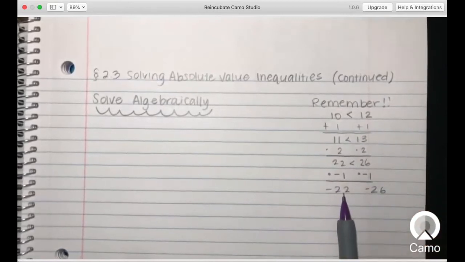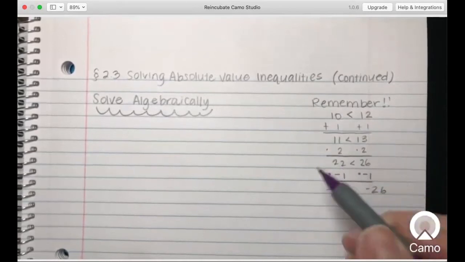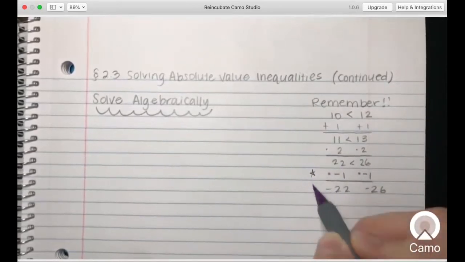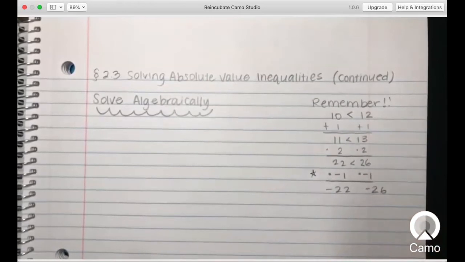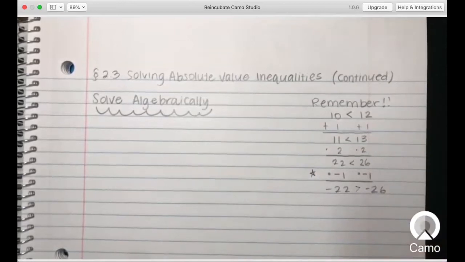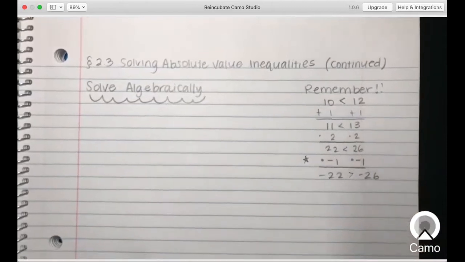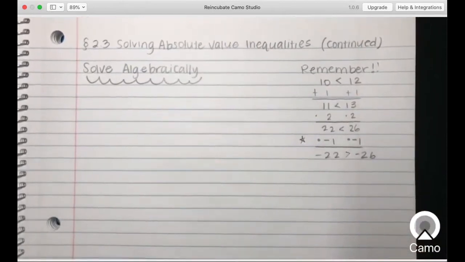So we know on the number line that negative 22 is actually closer to 0. So this is the greater value. So what we notice is that when we're multiplying by a negative number, we actually need to switch our inequality sign. And remember, that works also for dividing by a negative number. Anytime we're multiplying or dividing by that negative number, we have to switch the inequality sign.